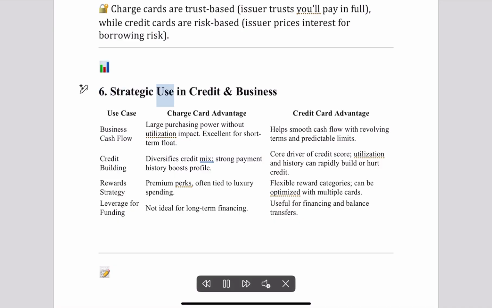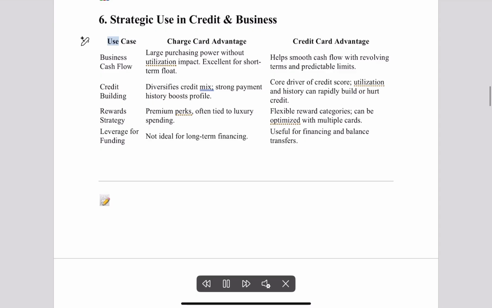6. Strategic use in credit and business. Use case. Business cash flow: charge card advantage is large purchasing power without utilization impact. Credit card advantage is excellent for short-term float, helps smooth cash flow with revolving terms and predictable limits. Credit building: charge card diversifies credit mix, strong payment history boosts profile. Credit card is a core driver of credit score. Utilization and history can rapidly build or hurt credit.